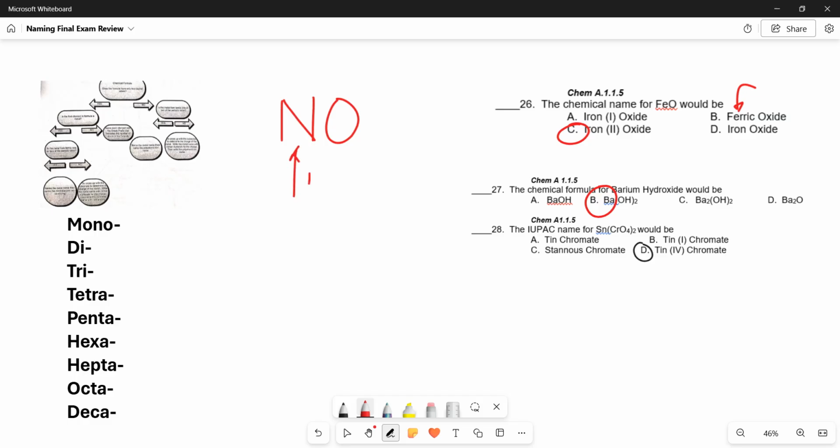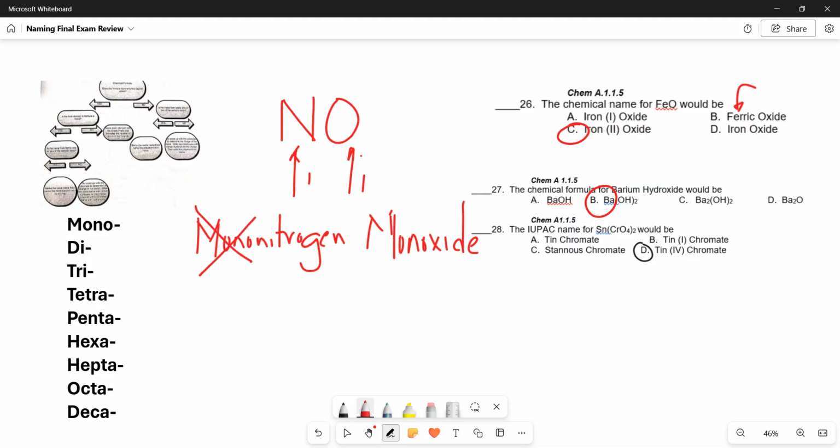I have 1 nitrogen, so I'm going to say mono nitrogen. And I have 1 oxygen, so it's going to be monooxide. Now, it is accepted that if you have 1 of the first element, you do not have to write mono on it. I can just say nitrogen, but if it's 1 of the second element, I can't drop the mono. It has to be there. That's just the rule. So both of these would be accepted.